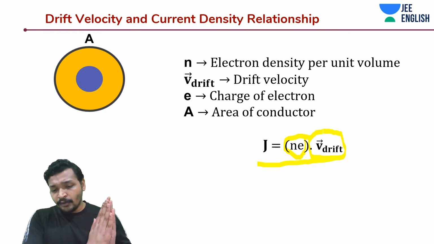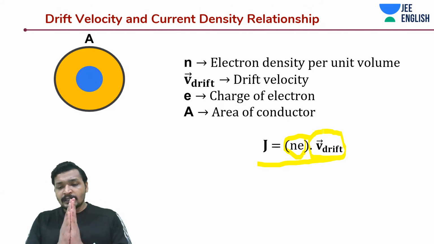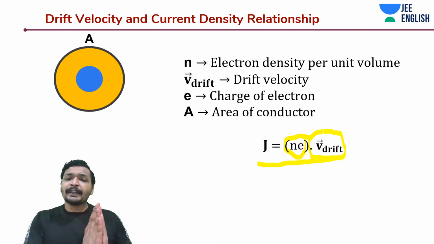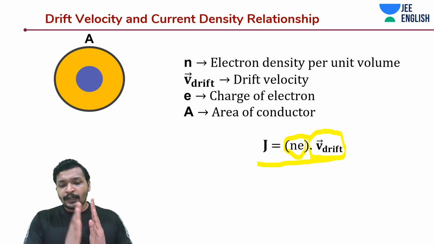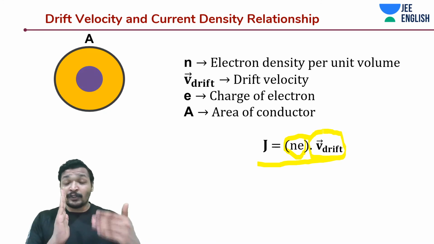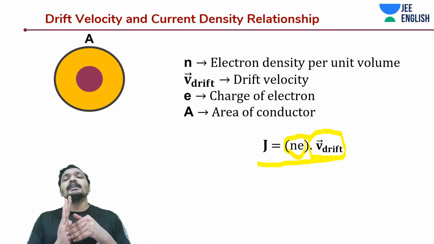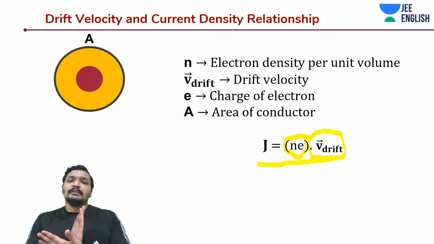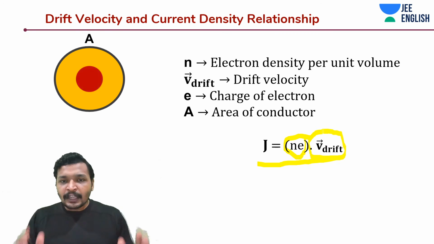Because if I give it a constant drift velocity in this direction, then what is happening? The charges are moving across the cross section, and if they are moving across a cross section, that means there is a current. And what would be the current density? N E into V drift. It's a very conceptual thing.